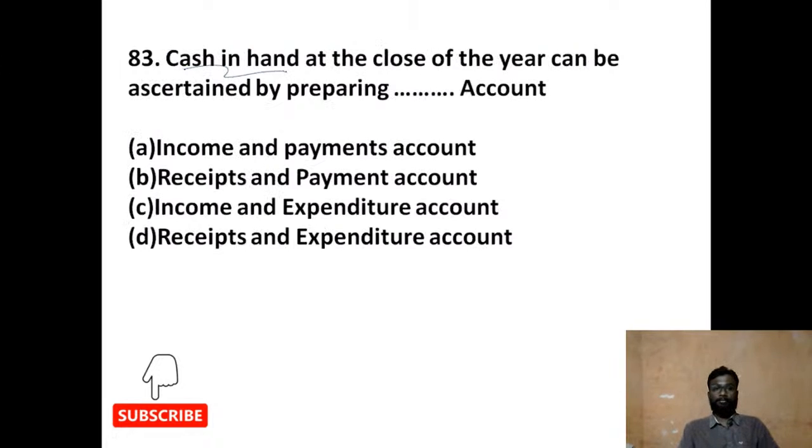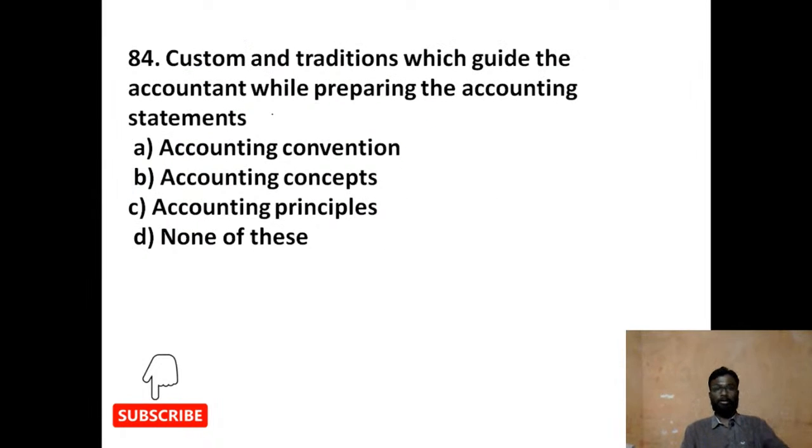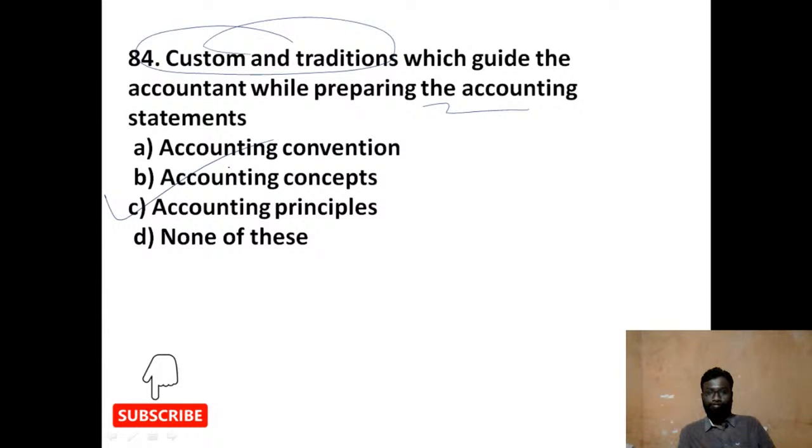Cash in hand at the close of the year can be ascertained by preparing which account? It can be known by preparing the receipts and payments account. The receipts and payments account will help us understand the amount of cash available in hand at the end of the year. Next, which customs and traditions guide the principles? Accounting principles are those customs and traditions which help the accountant while preparing the accounting statements.